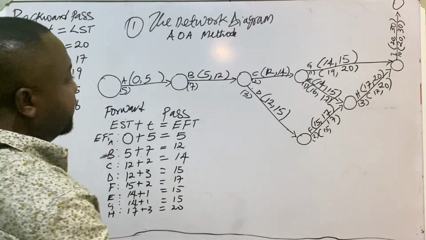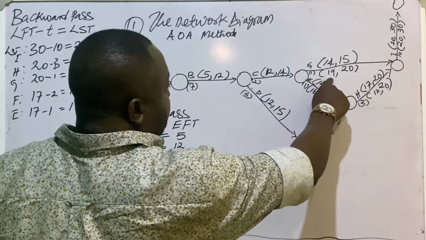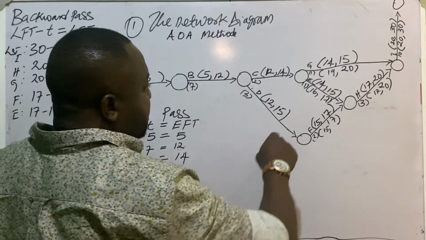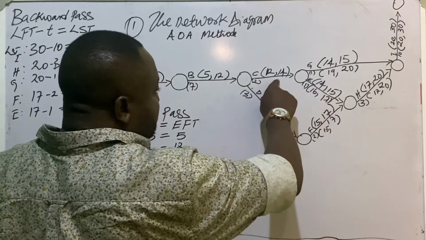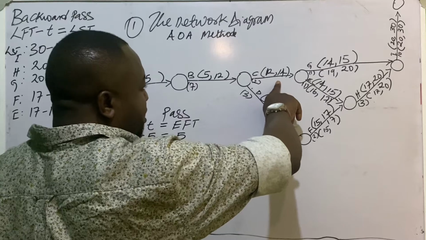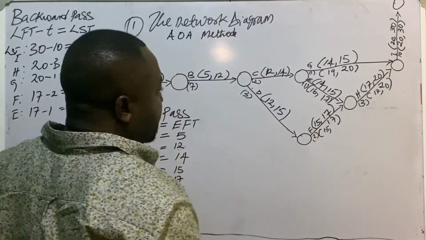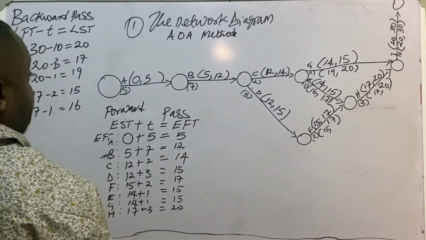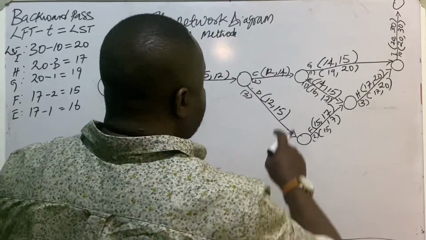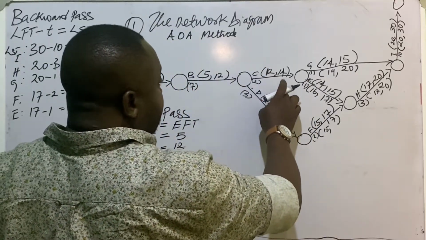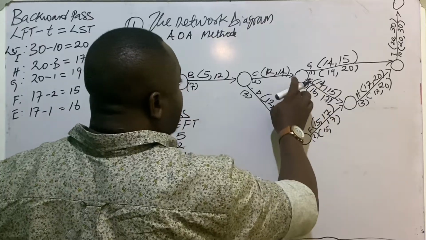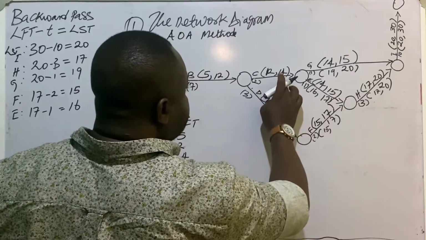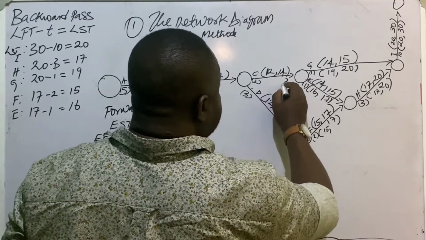Now we have two LSTs coming back into activity C. So the rule is that when you have two activities coming back into a preceding activity, you choose the smaller LST. So between 19 and 16, we have 16 to be the smaller. So LST 16 will now be the latest finish time for activity C. So between 19 and 16, we are choosing 16. So this will now be 16.